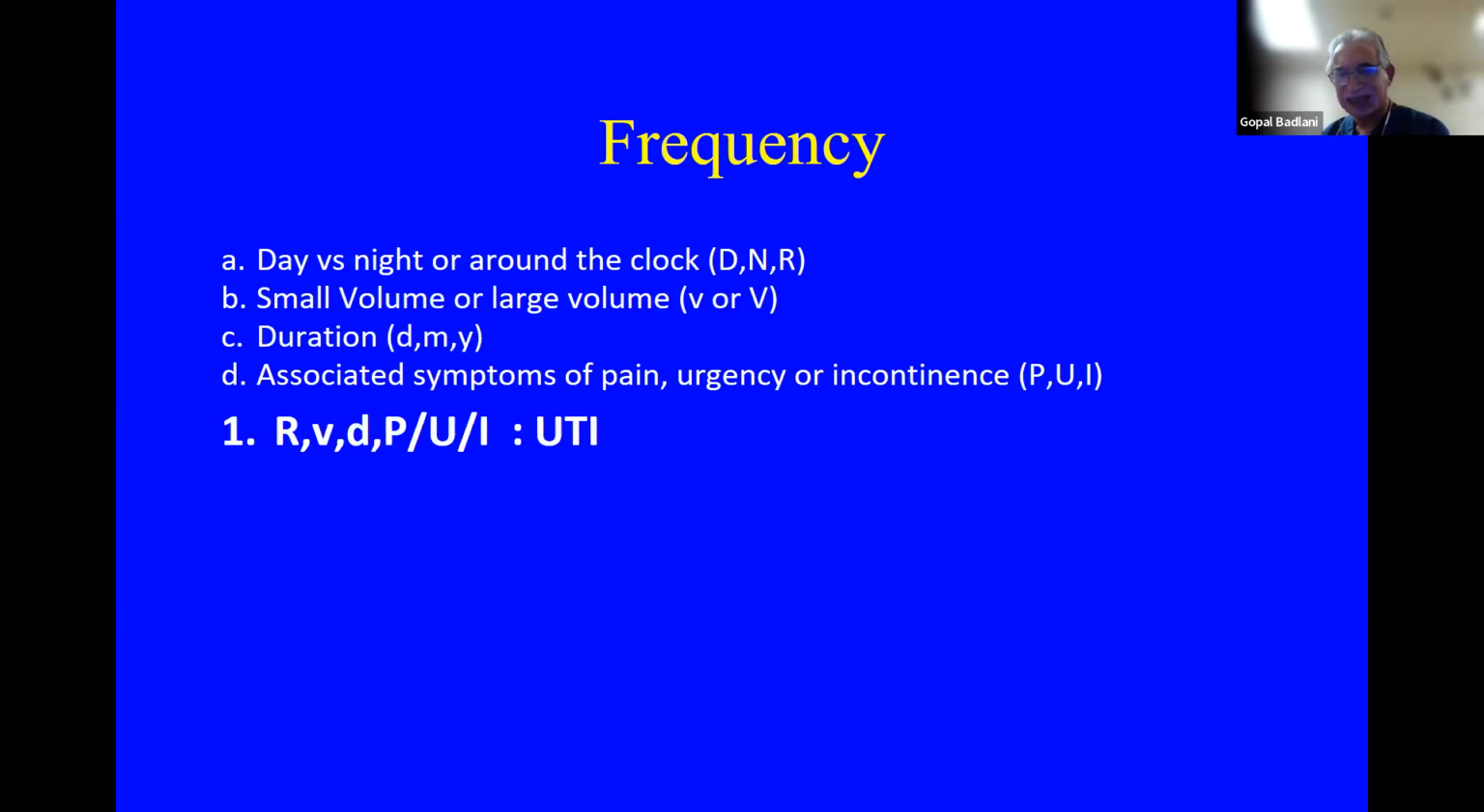So let's take an example. The first example is, as you can see, it is around the clock, it's small volume, it's 3 days in duration, it's associated with pain, urgency, and incontinence. The diagnosis will likely be UTI because this is recent onset, it is small volume, it is day and night, it is associated with burning, and of short duration.